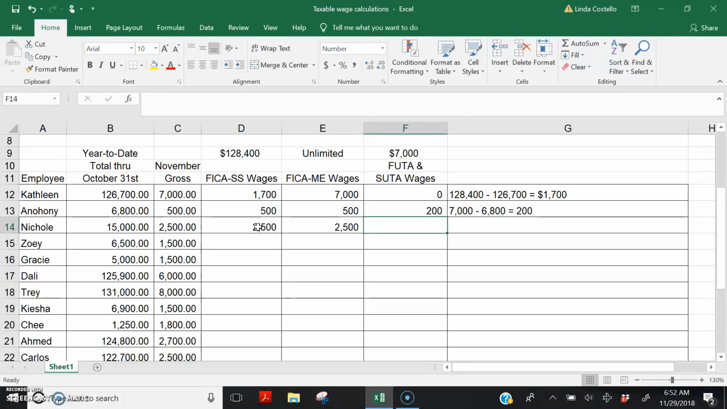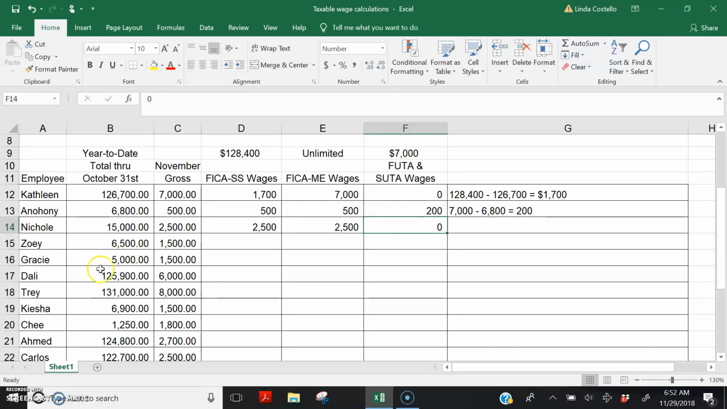Before November, Nicole had already earned $15,000 in gross wages. This is in excess of the FUTA-SUTA wage base of $7,000. Accordingly, all FUTA and SUTA tax has already been paid for Nicole, and all of her November wages are exempt from FUTA-SUTA tax. So put 0 in that column.